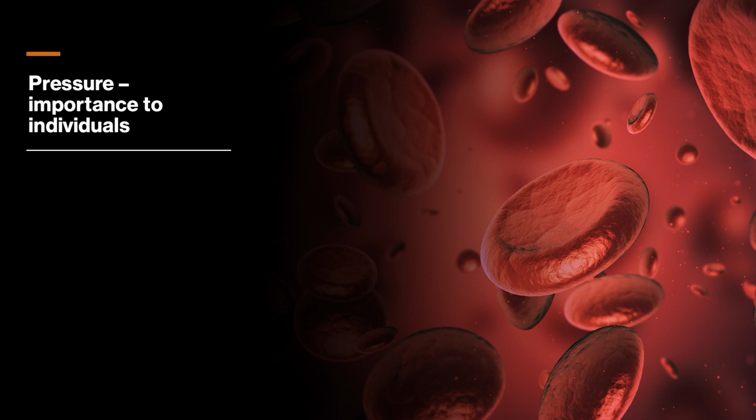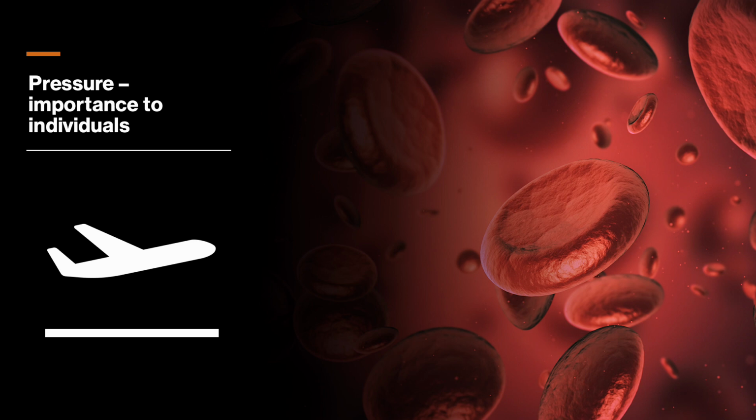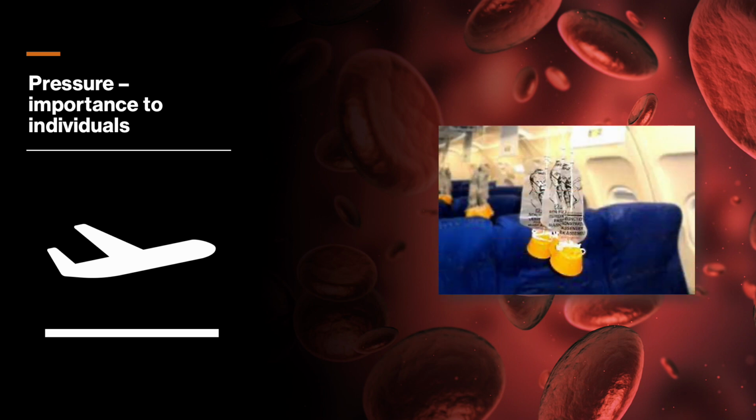Knowing the effects of pressure on the haemoglobin and oxygen reaction is extremely important for the welfare of people on commercial flights. If the cabin loses pressure in an emergency, oxygen masks provide oxygen to the passengers in an environment that would have very little of it.